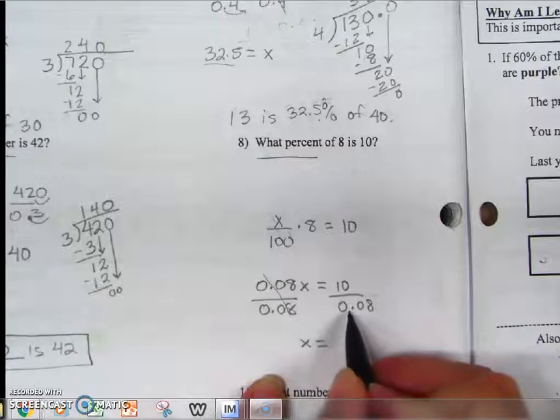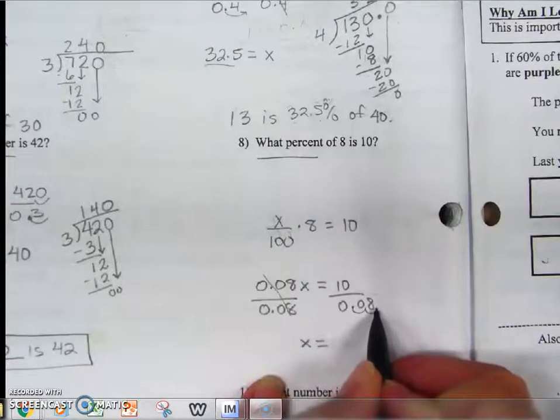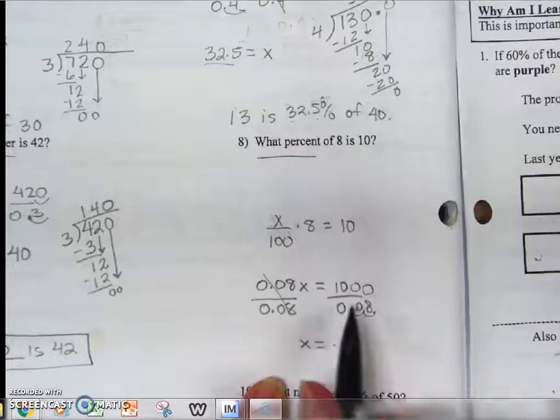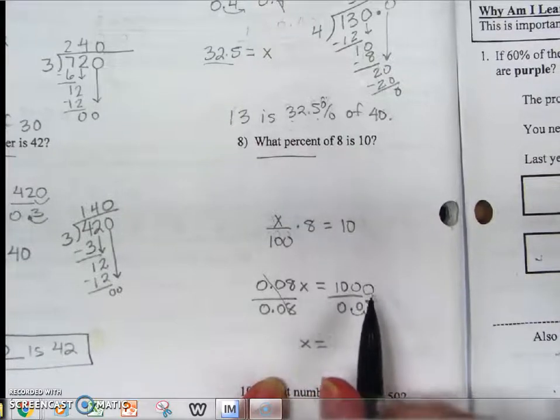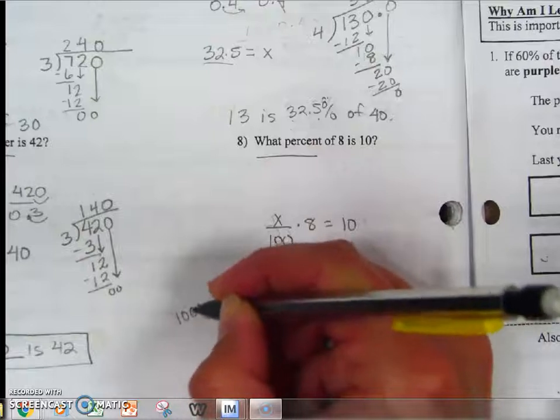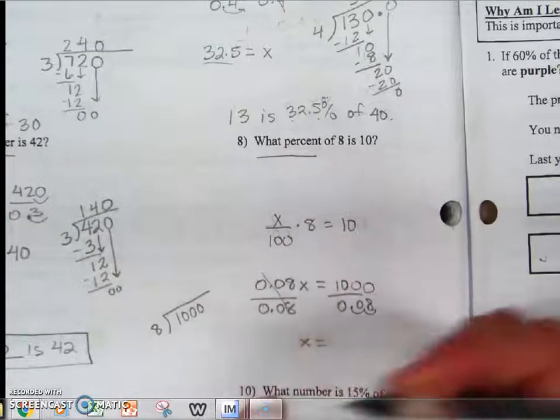All right, now I have to move this twice. Move it, move it. So what we're really going to be doing here is 1,000 divided by 8. So let's work that one out. 1,000 divided by 8. Let's see what we get.